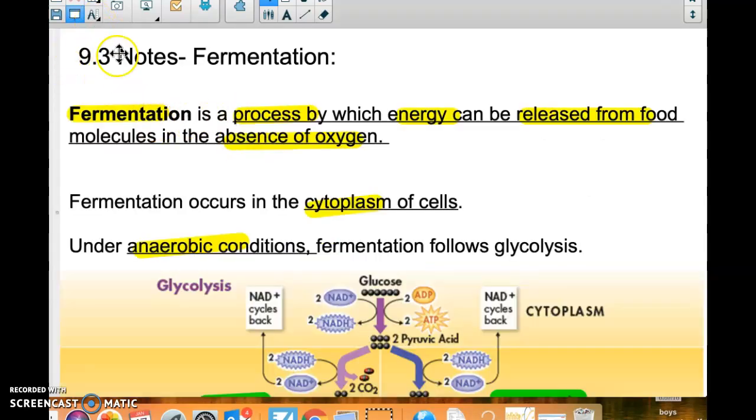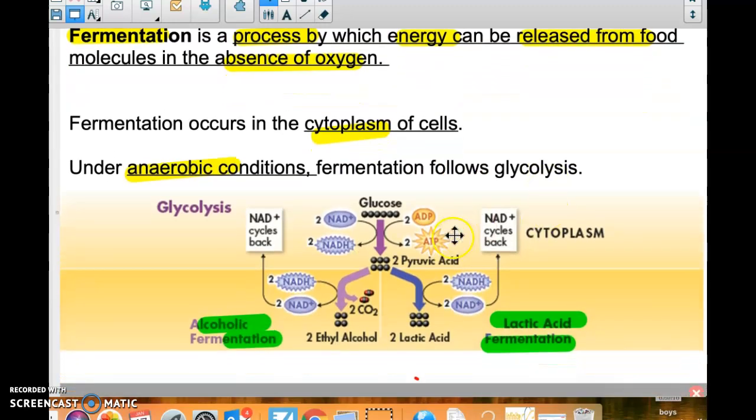So fermentation is the process where our bodies can make energy from food, so still using glucose, but it's when oxygen is absent or lacking or not enough. So fermentation happens in the cytoplasm, and because there's no oxygen, it's going to be considered an anaerobic process. So this is a picture in your notes that I wanted to show what's going on.